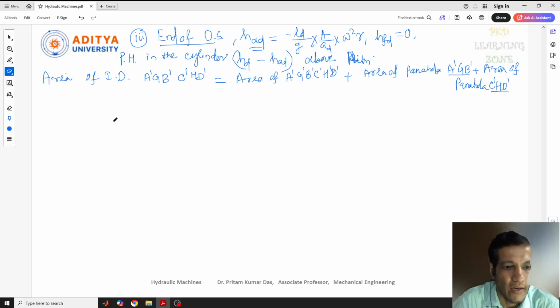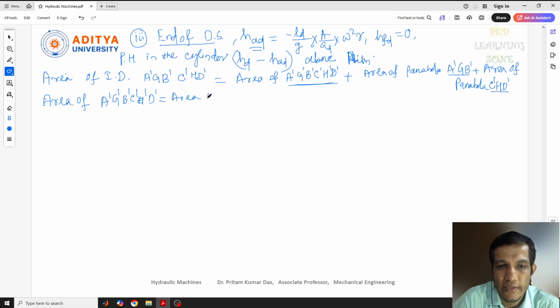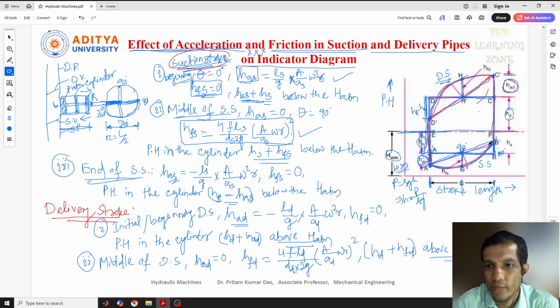D dash. Now, the area of this, if you see, is nothing but what you have seen. I told you previously also, we have done this one. So the area of this is nothing but, I'll write the first one: area of A dash G B dash, like A dash D dash B dash C dash H dash and D dash. This is nothing but the same area we can consider for the area of ABCD. If we write it this way, you see this area is nothing but the ABCD area.